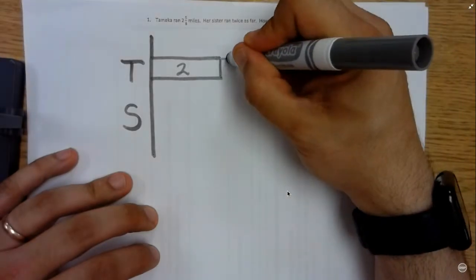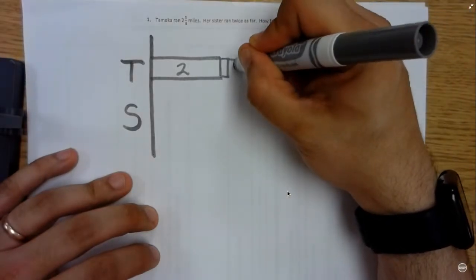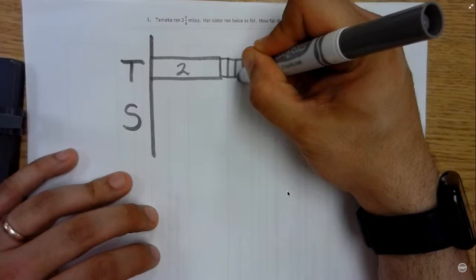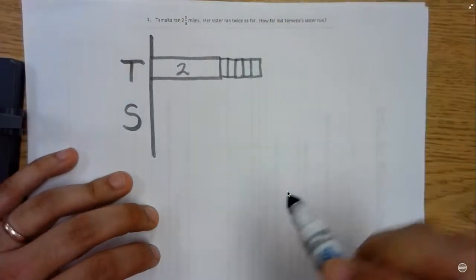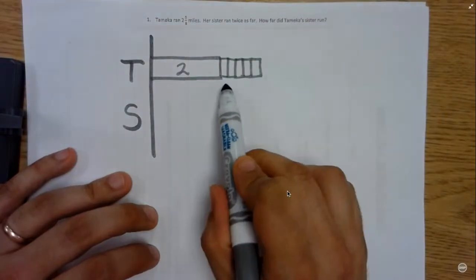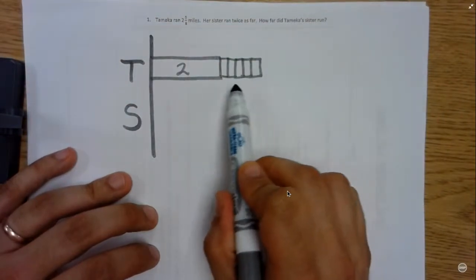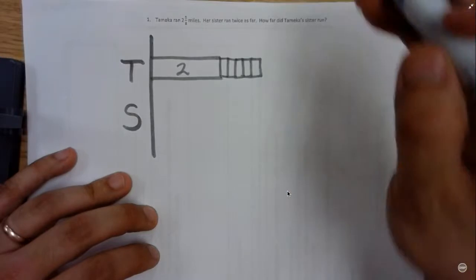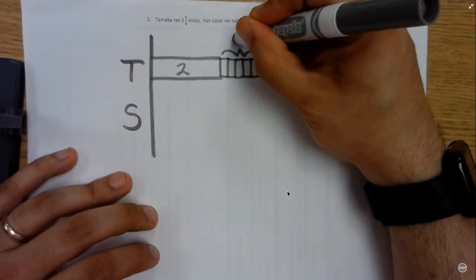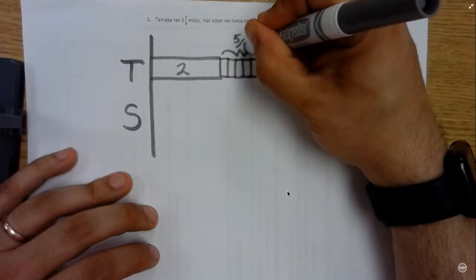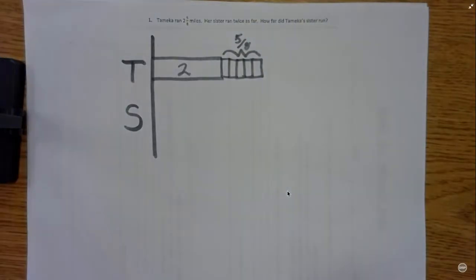And the 5/8, I'm going to draw the 5 parts here. 1, 2, 3, 4, 5. And in order to make clear that this is 5/8, because really you don't know, is that 5/5, 5/6, 5/10? We're not sure yet. So I'm going to represent that portion as being 5/8. So I've shown Tamika's amount.